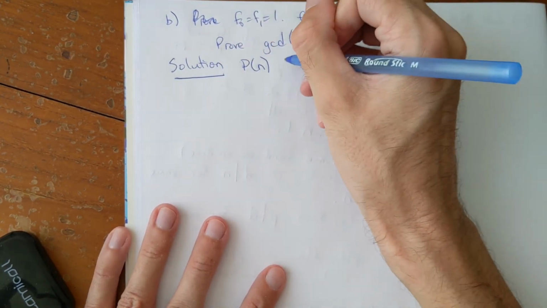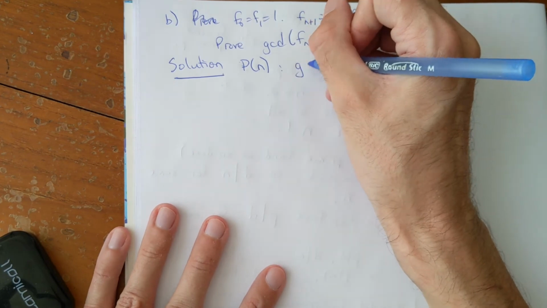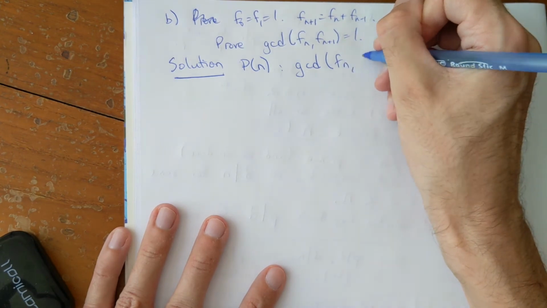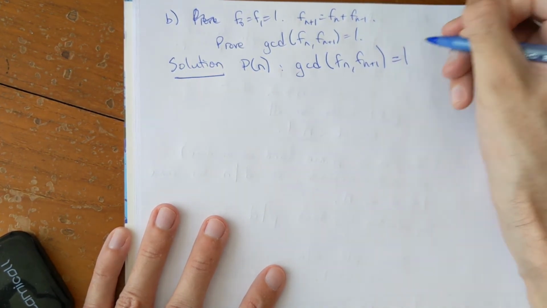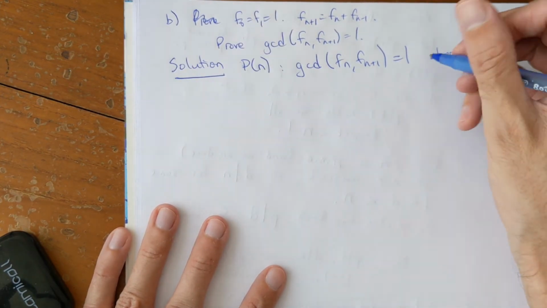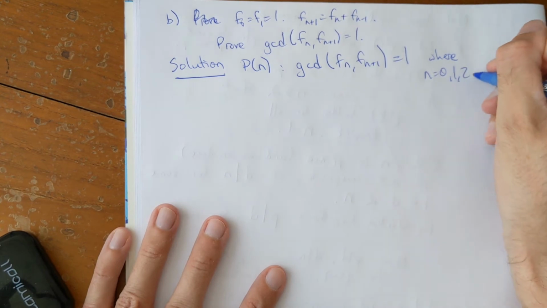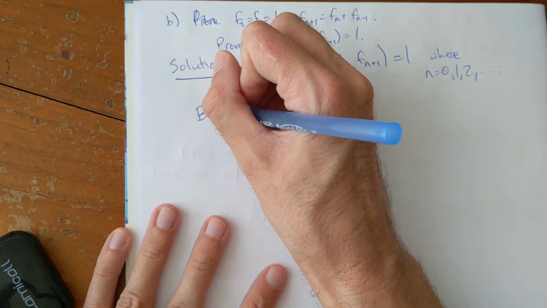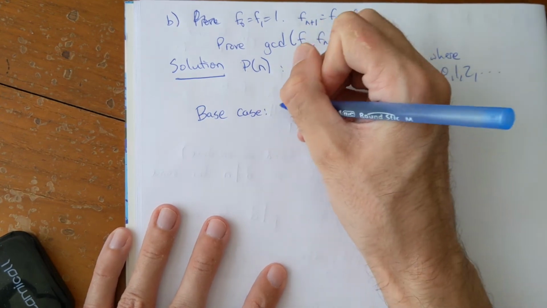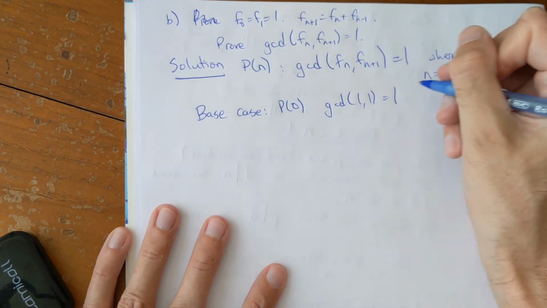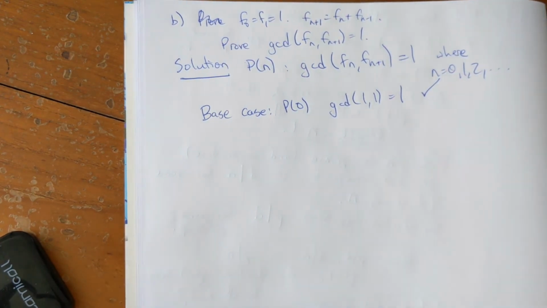Let the statement P of n just be that GCD of f_n and f_{n+1} equals 1, where n can go from n equals 0, 1, 2, and on and on. So we have to prove P of n by induction. Base case is P of 0, which is just a statement that GCD of 1 and 1 equals 1, and that's clearly true.